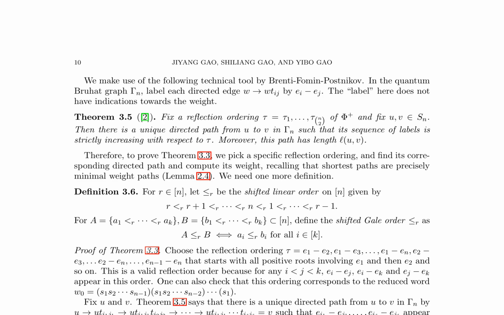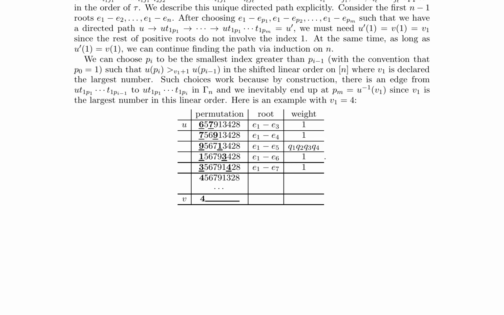The research also utilizes the Brenti-Fomin-Postnikov tool, labeling each directed edge with a_ij, to analyze the paths. The study's technical depth and precision are notable, particularly in its use of definitions such as the shifted Gale order, and its detailed explanations of lattice paths and their roles in the computation of minimal weights.